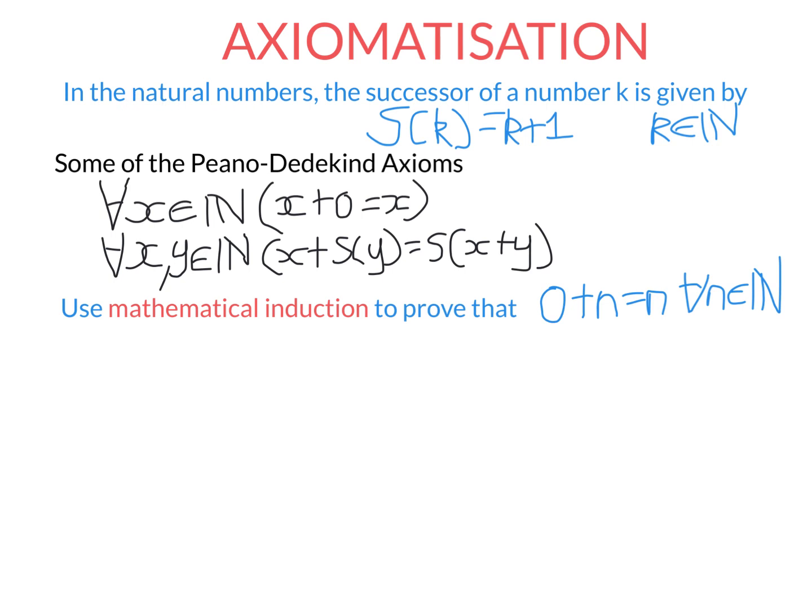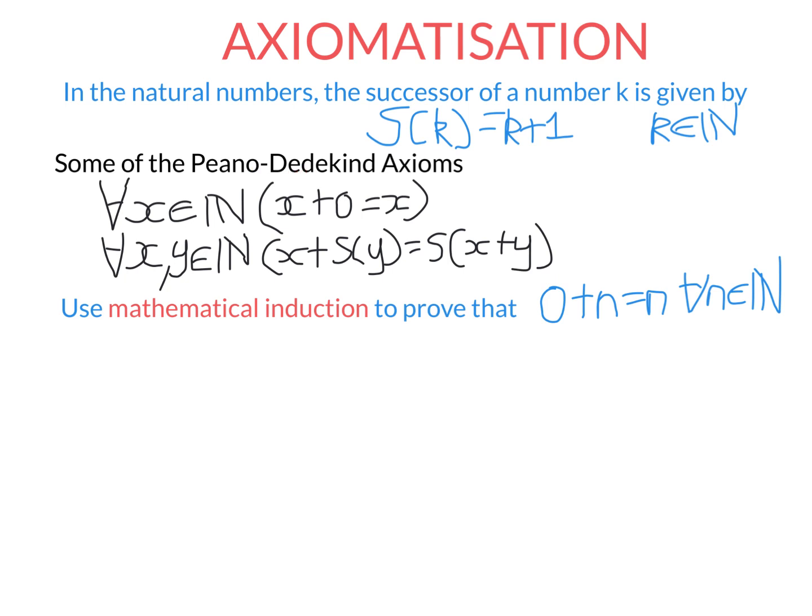So before we go any further, we need to define the successor function. The successor of a number k is just k plus 1. The successor is just the next, in this case, natural number. So the successor of 4 is 5, the successor of 20 is 21, and so on. Again, we're looking at the natural numbers.